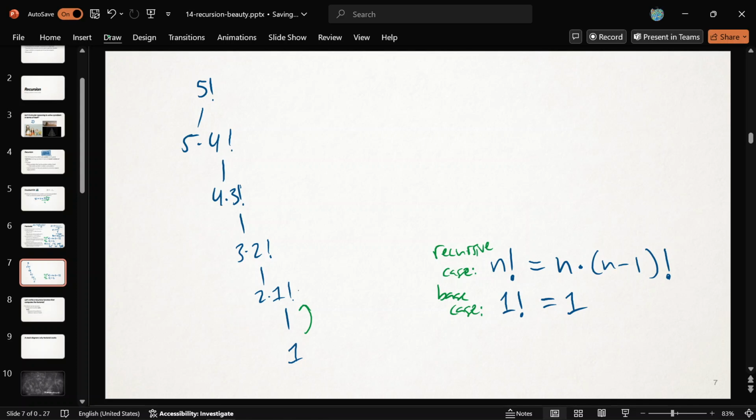So now it's 2 times 1. So that means our answer for 2 factorial is 2. All right. And then 3 times the 2 from 2 factorial is 6. That's the answer for 3 factorial. And then 4 times the 6 that we got back from 3 factorial, that's 24, right? That's the answer for 4 factorial.